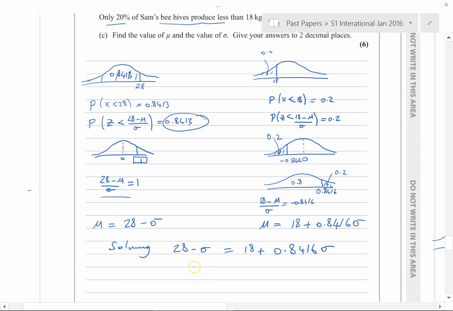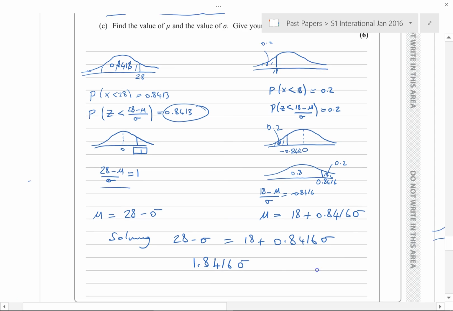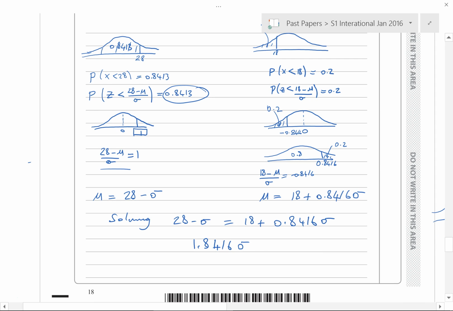So that gives me 1.8416 sigma is equal to 10. So standard deviation is 10 divided by that, which gives me 5.43.